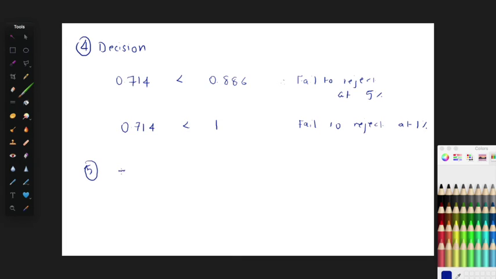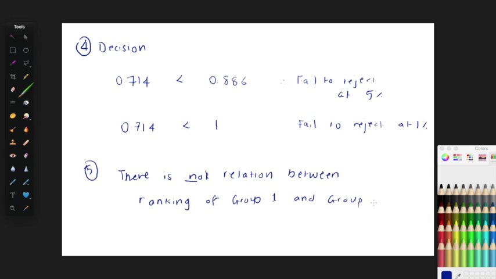So to write that out, we say there is no relation between the ranking of group 1 and group 2 at both the 5% and 1% level of significance. And that is the end of lecture A29.